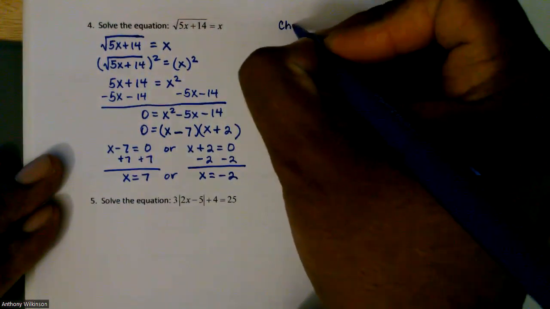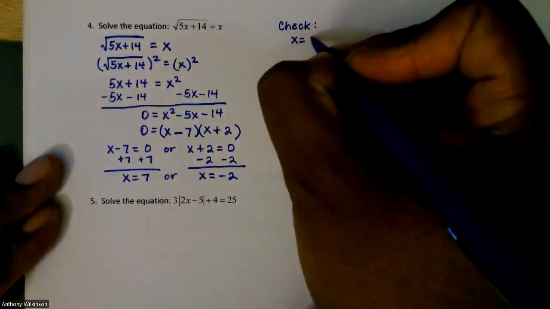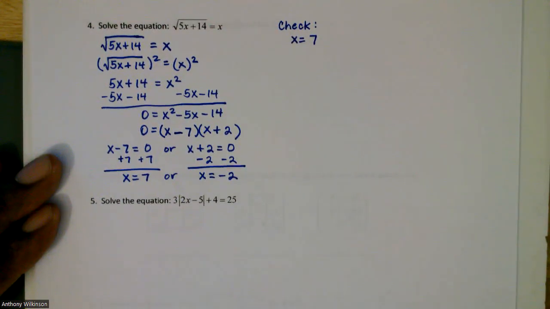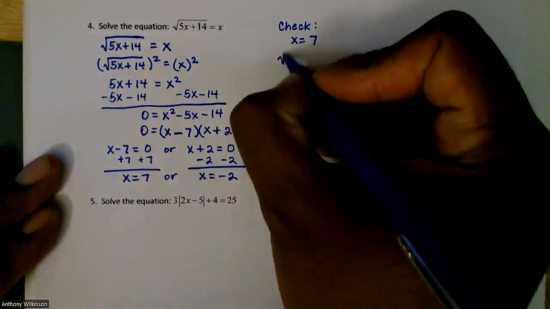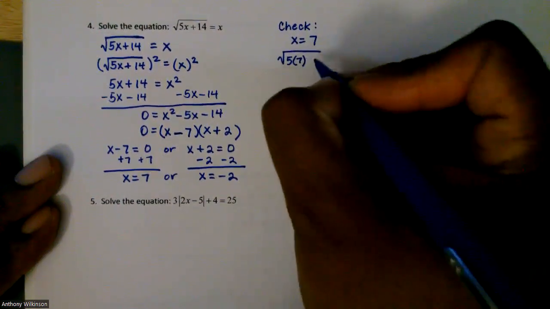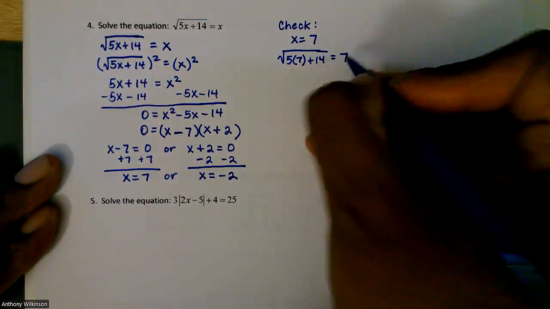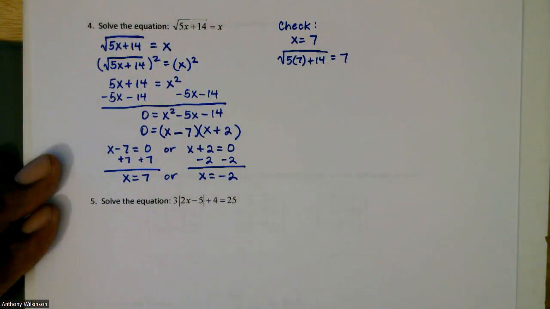And to find out which one, this is where you have to check your proposed solution. So here I'm going to do the check, and I'll start with x is equal to 7. Using the original equation, I'm going to replace each x with the 7. So here I'm going to have the square root of 5 times x, which is 7, plus 14, equal to x. That's going to be replaced with 7. And then simplify what's underneath that radical.